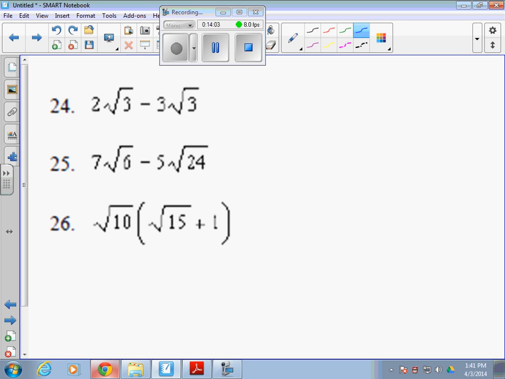Then you have like radicals right here. 2 square root of 3 minus 3 square root of 3. You just do, there's a like radical, so you do 2 minus 3, which is negative 1, or negative square root of 3.